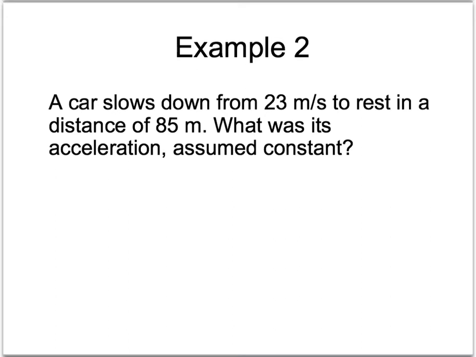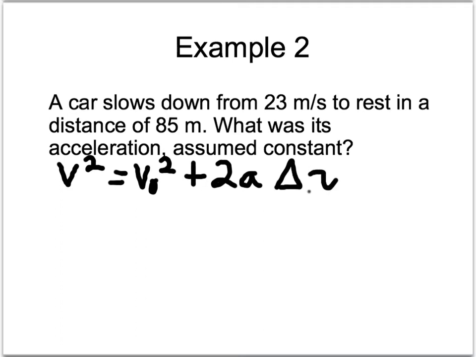Here's our problem. A car slows down from 23 meters per second to rest in a distance of 85 meters. What was its acceleration? And did you assume the acceleration is constant? Alright, this looks like another good one for the same equation we used last time. V squared, so final velocity squared, equals initial velocity squared, plus 2 times the acceleration times delta x.